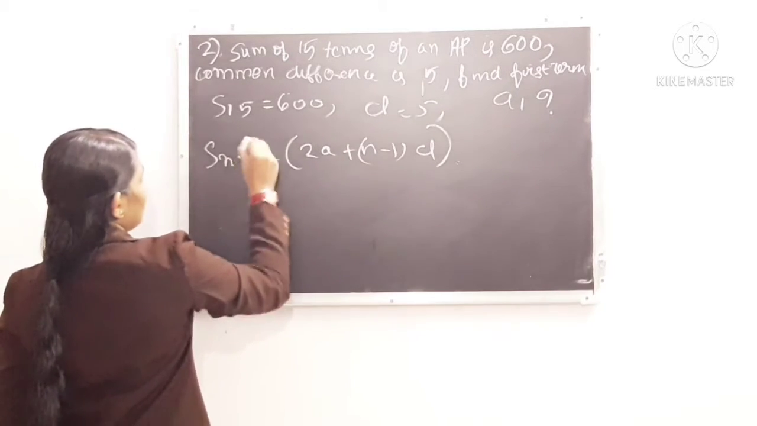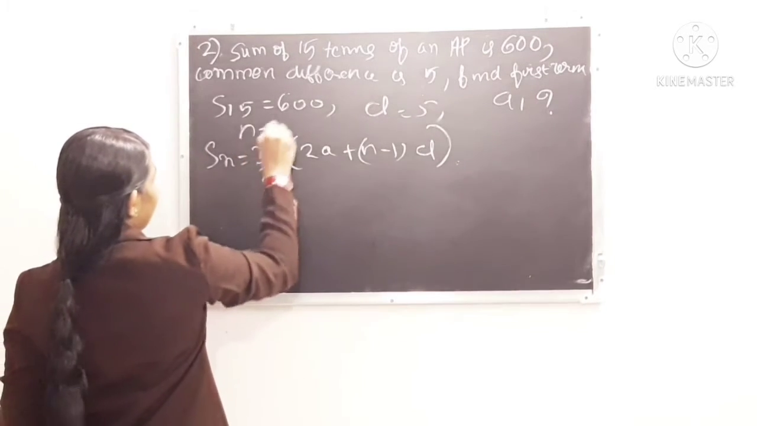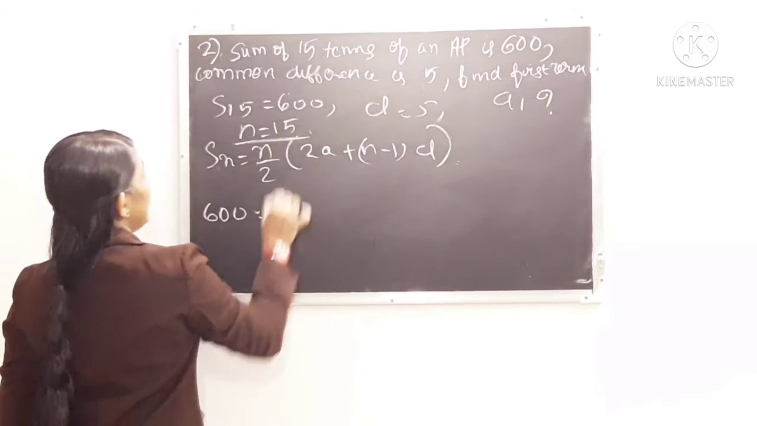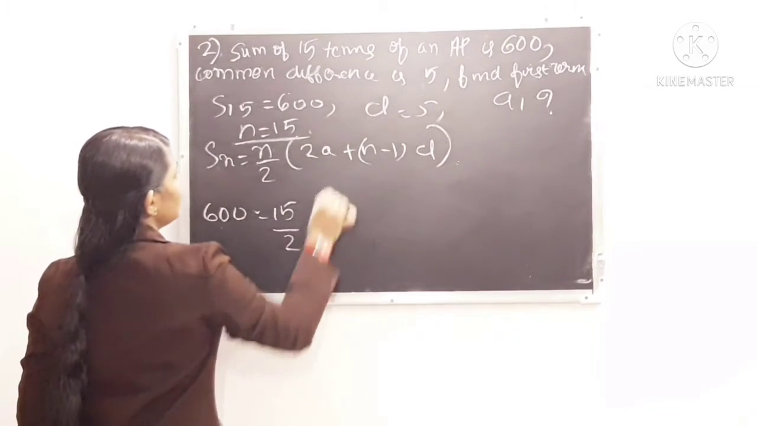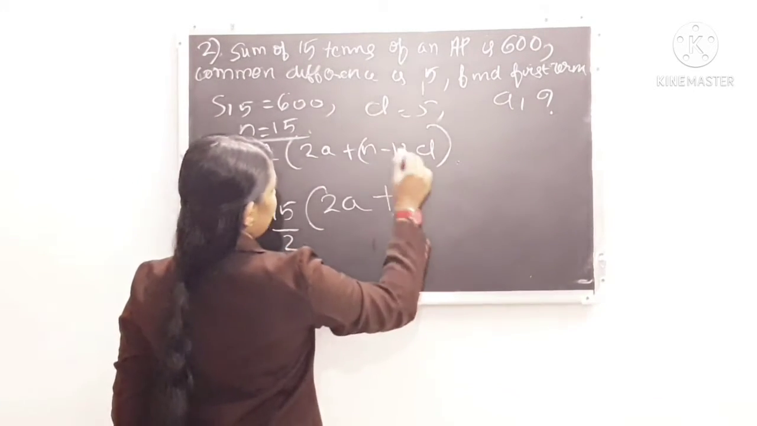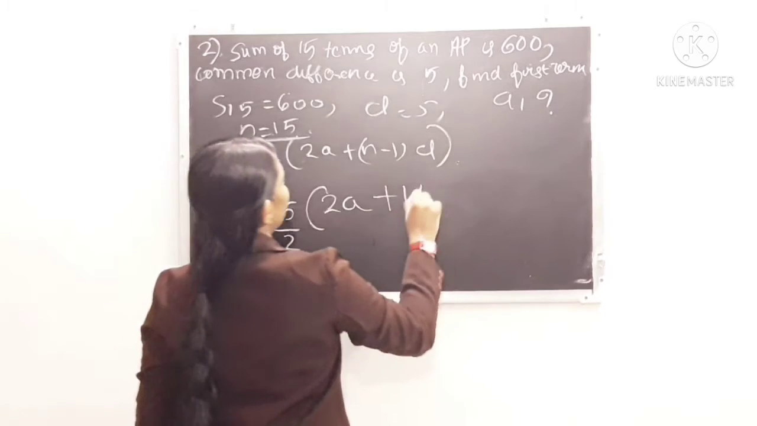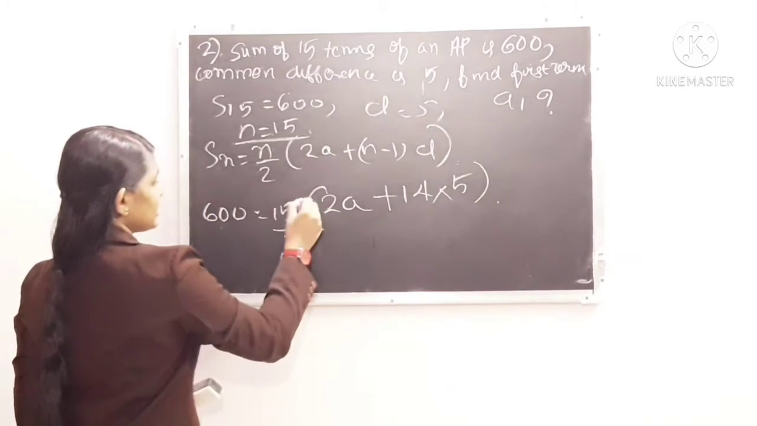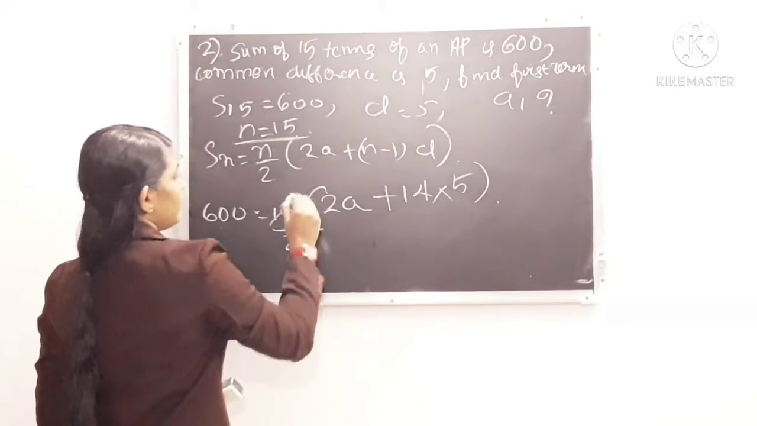Okay. So what is the value of n here? n is equal to 15. So Sn is equal to 600. So 600 is equal to n by 2, that is 15 by 2 into (2a plus (n minus 1) into d). What is n? 15. So 15 minus 1 is equal to 14, into d. What is d? 5. Okay. And now we can cancel this by 5, so it will be equal to 3.